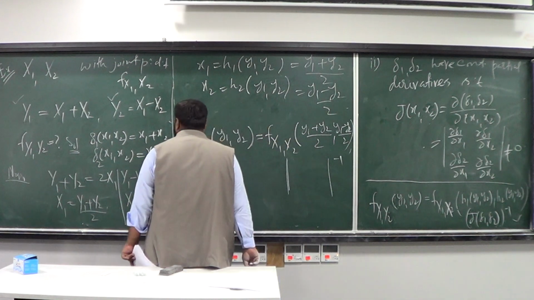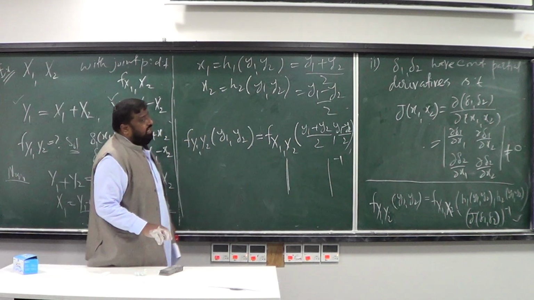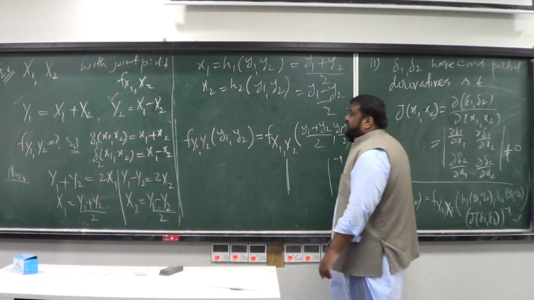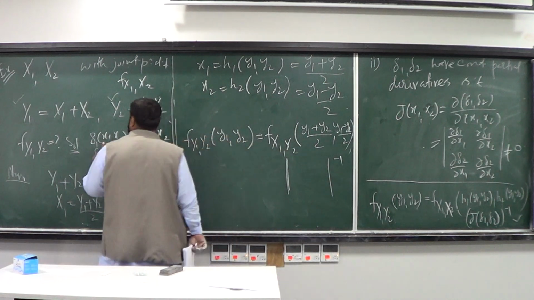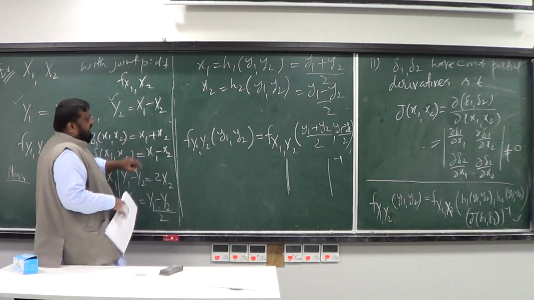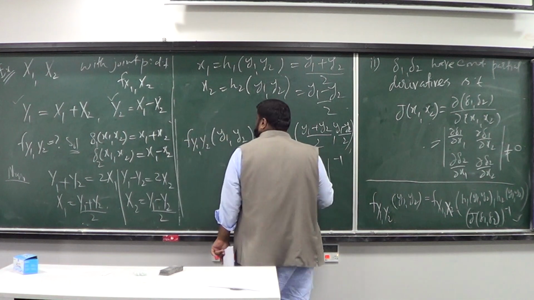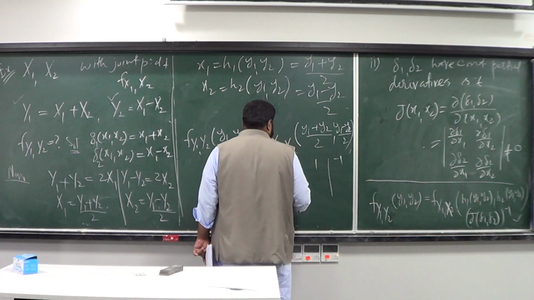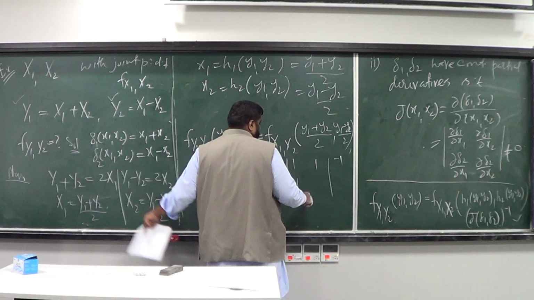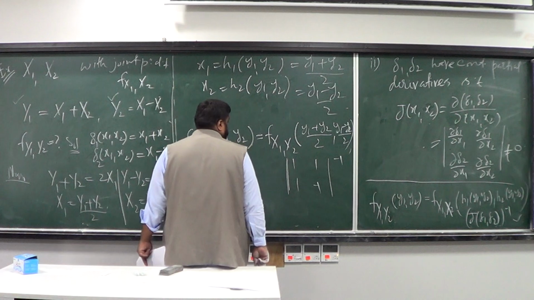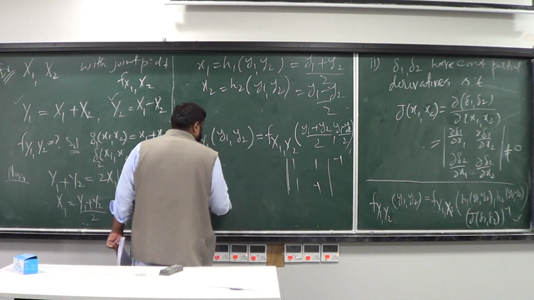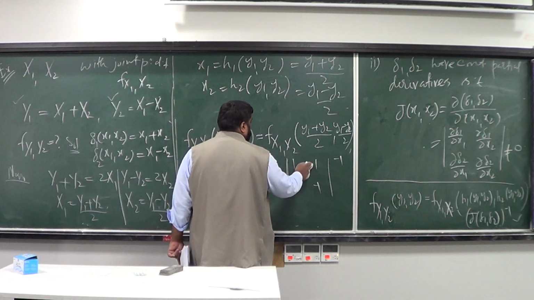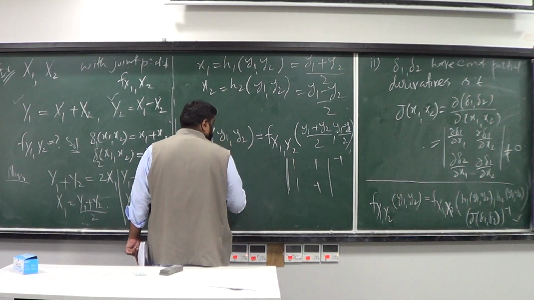reciprocal of the Jacobian. And what would be the Jacobian now? Jacobian is partial g1 by x1, so g1 is this. So the partial derivative of g1 with respect to x1 is going to be 1, and with respect to x2 is going to be 1. With respect to x1 is going to be 1. With respect to x2, this is going to be negative 1 actually. So the final formula that you're going to get is minus 1, 1.